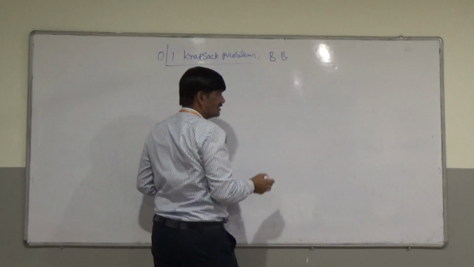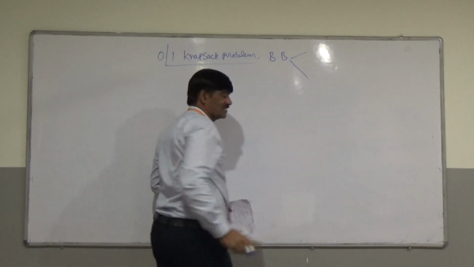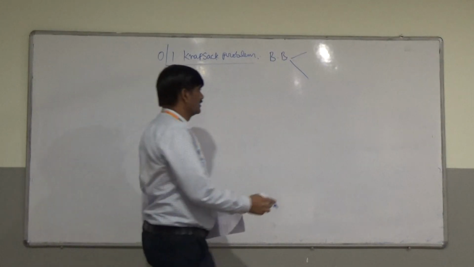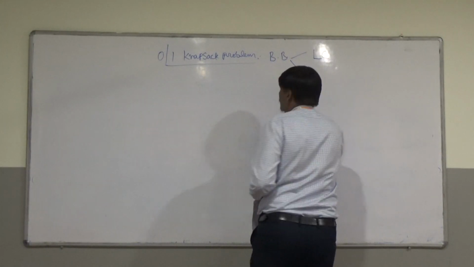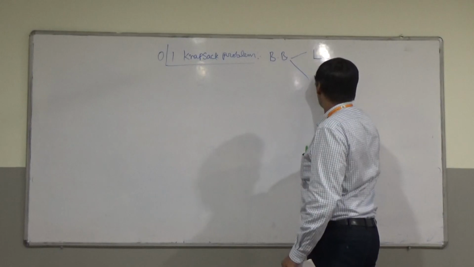This is called branch and bound. Here it has two methods. One is the least cost method, LC branch and bound. One more is the FIFO method.